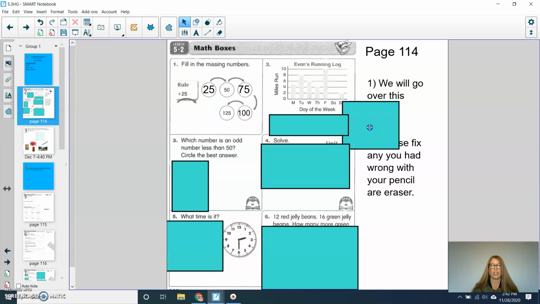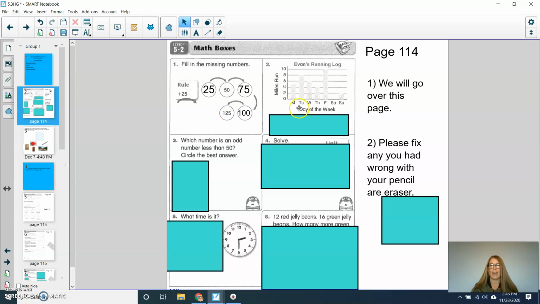So for the first question, our rule is plus 25. They gave us 50, but we needed to do the opposite. So we're thinking 50 minus 25 to get us to 25. Then 50 plus 25 would bring me to 75. 75 plus 25 would bring me to 100. And 100 plus 25 would bring me to 125.